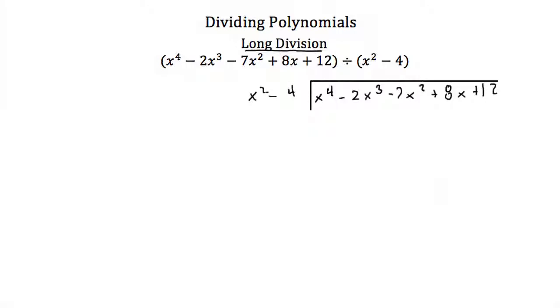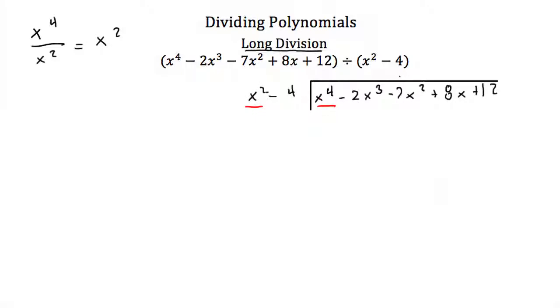Now the first step is to determine what you need to multiply the largest exponent in your divisor, the x squared, by to get the largest exponent term in your polynomial. So how many times does x squared go into x to the fourth? Or what do I need to multiply x squared by to get x to the fourth? Well, the answer to that is x squared. X to the fourth divided by x squared is equal to x squared.